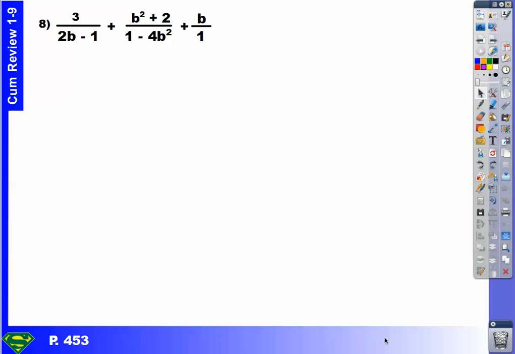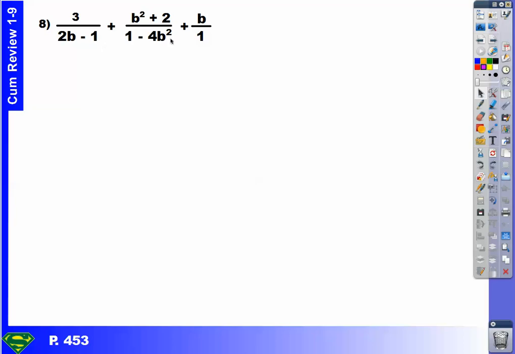So in our review, we're going to take a look at adding variable expressions when we have fractions. So we know that when you add fractions together, you have to have a common denominator. And in this case, we do not have a common denominator as of yet, but we need to make it. Now, our first fraction, 3 over 2b minus 1, well, that looks nice. The variable is positive, and it's in the front, to the left.